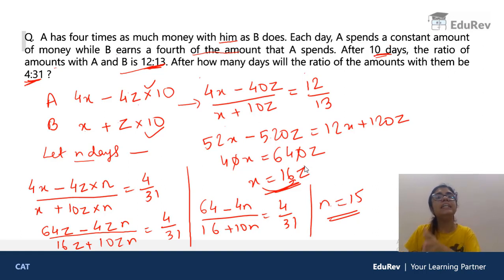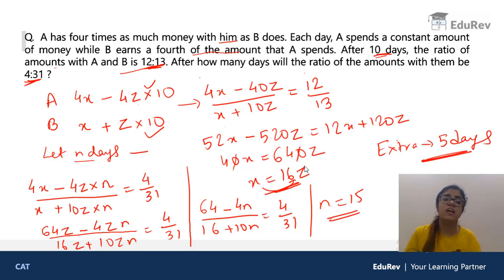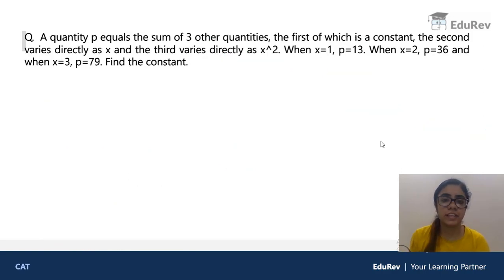After that, how many days does it take? How many extra days does it take? After that, the extra days taken are 5 days. Okay? So after 5 days from 12:13, the ratio will be 4:31. Okay? So your answer is 5 days and not 15 days. Now let's look at the next question.